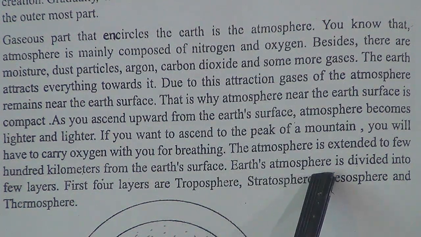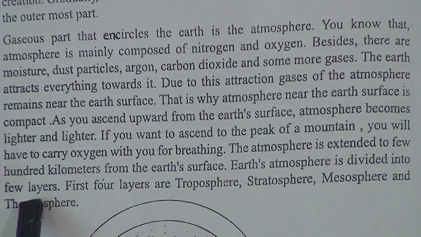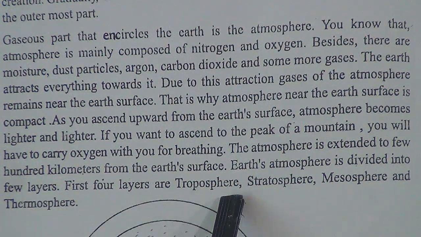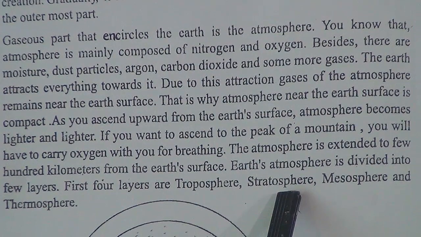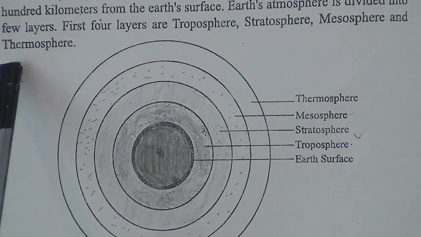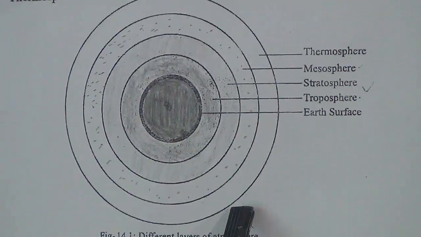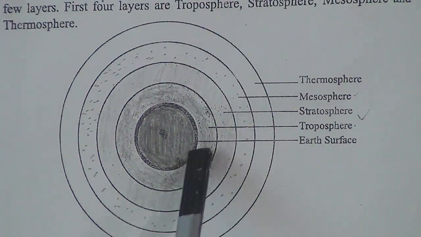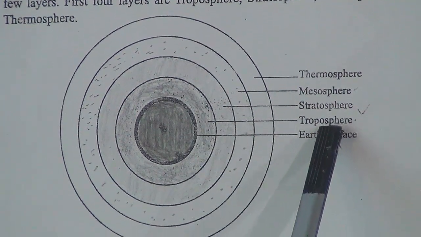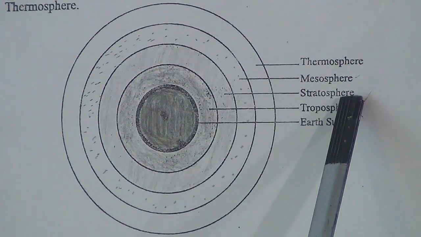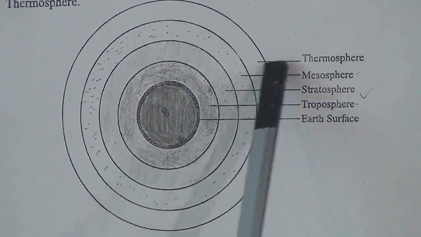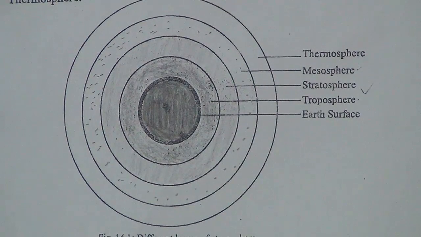Earth's atmosphere is divided into a few layers. The first four layers are troposphere, then stratosphere, and then mesosphere and thermosphere. If you can see this picture, this is the earth surface, and then troposphere, and then stratosphere, and next is mesosphere, and then thermosphere.